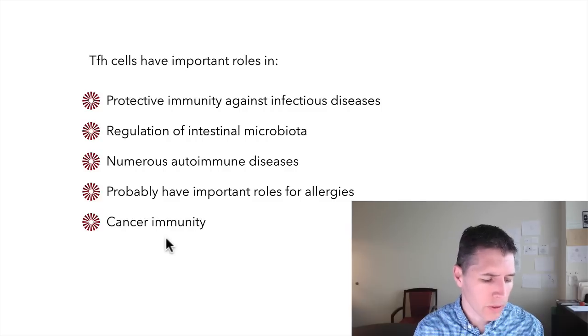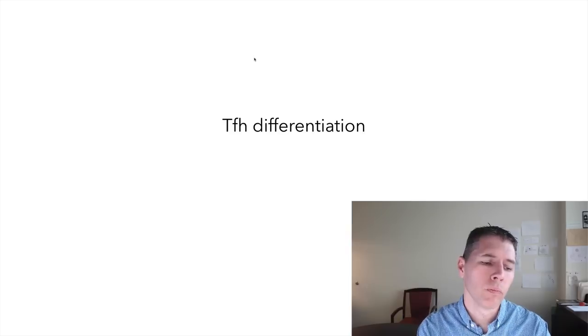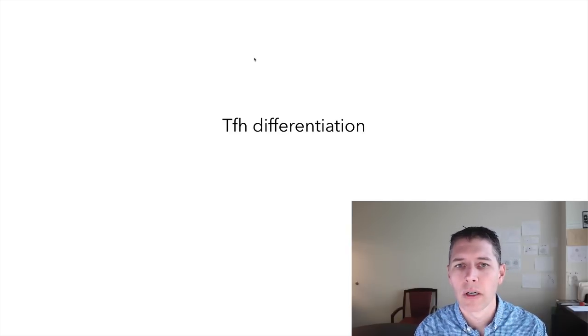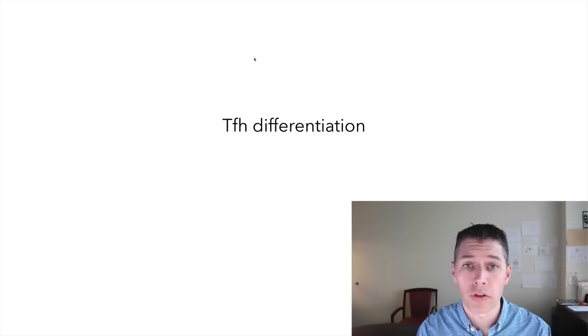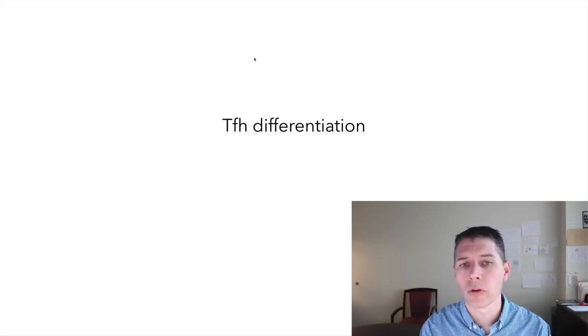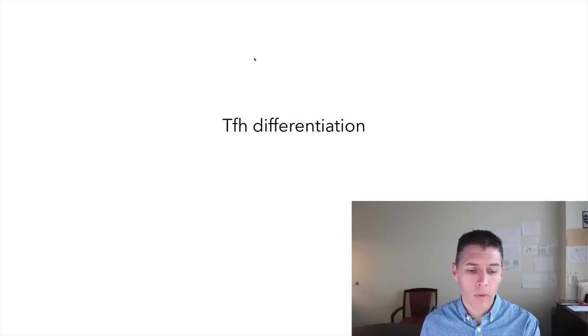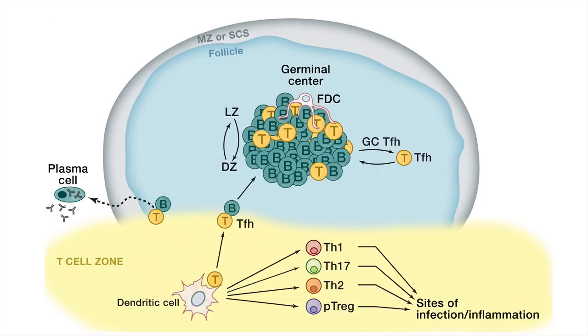And so because of all of this, there's been great interest in better understanding TFH cell differentiation and function and molecular biology and cellular biology. And so we'll start with TFH cell differentiation. The most important thing to understand about TFH differentiation is that it is a multi-stage, multifactorial process. There is no single event or signal that generates TFH cells.